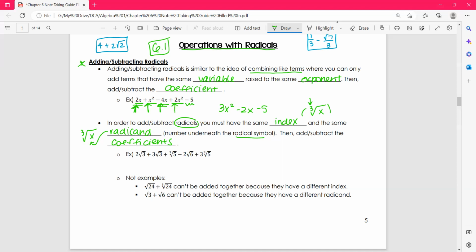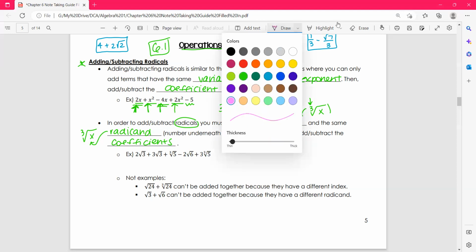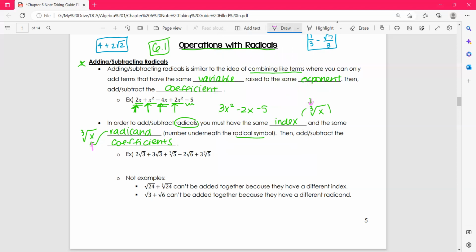Okay, so notice here in this example, we need numbers to have the same index, same number right there, and the same number underneath the radical. So if I look at these first two terms, 2 square root of 3 plus 3 square root of 3, they've got the same index, so there's nothing here, which means it's a square root, and they both have the same number underneath the radical, so we can combine them. And we combine them by adding or subtracting the coefficients, the numbers in the front. So 2 plus 3, we know that gives me 5, and we keep the square root of 3.